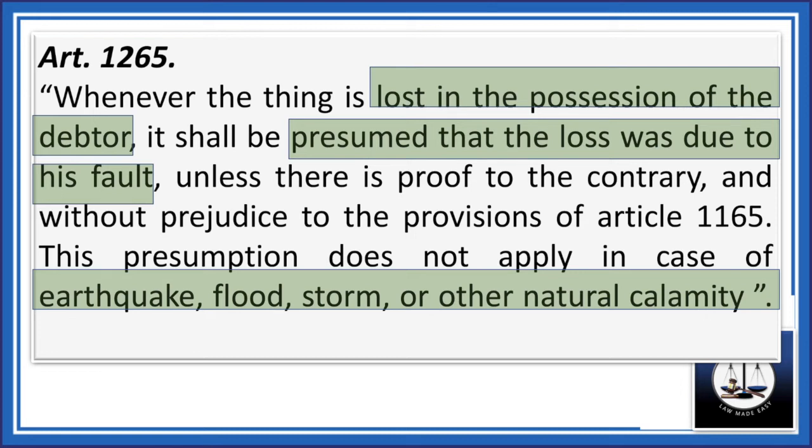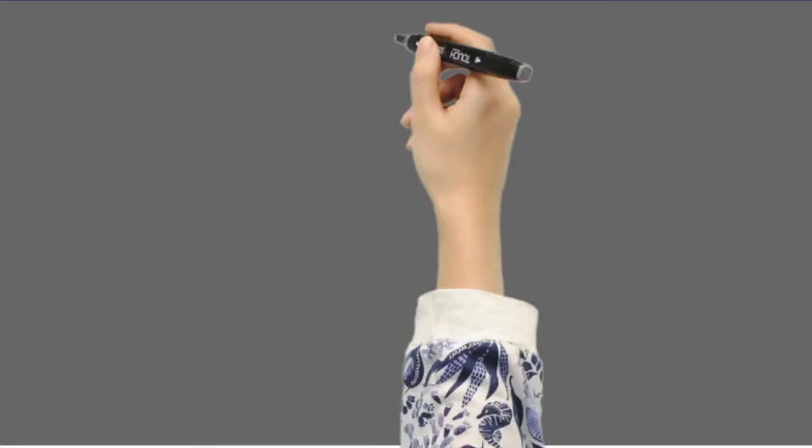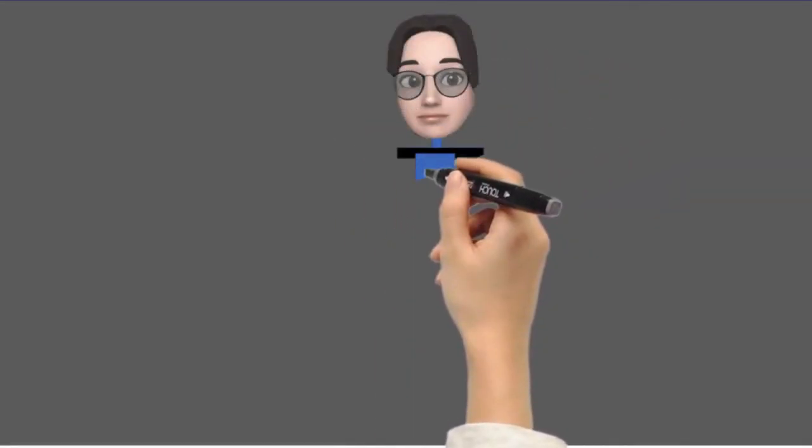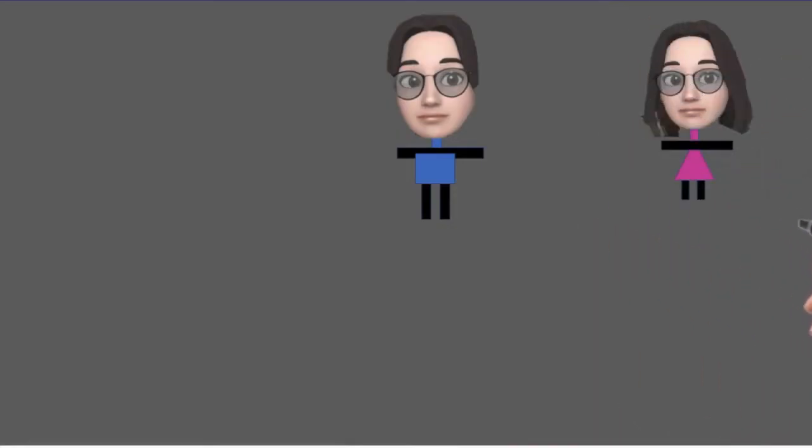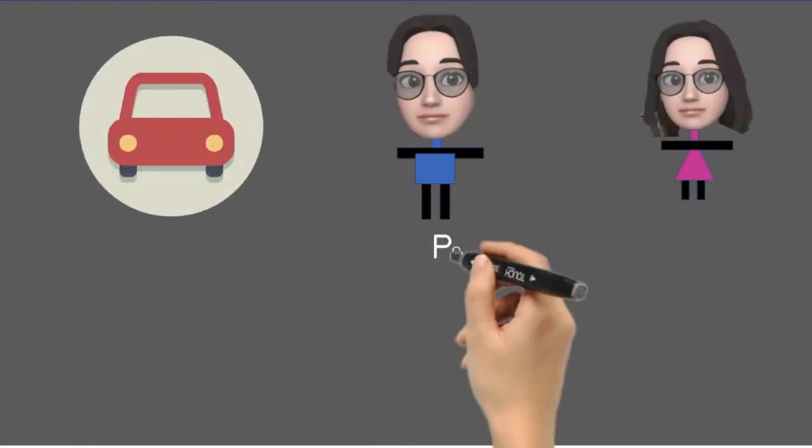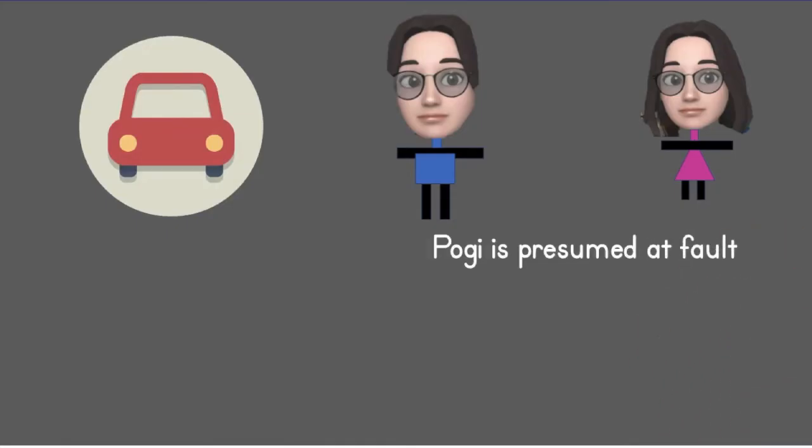This presumption does not apply in case of earthquake, flood, storm, or other natural calamity. So, example tayo. Pogi borrowed a car from Ganda. At habang nasa kay Pogi ang sasakyan, ito ay nawala. So, dito may presumption na nawala ang car ni Ganda at default of Pogi. Hindi niya pwedeng basta na lang sabihin na, Ganda, nawala ko ang car na hiniram ko sa'yo without my fault. And so, dahil without my fault nawala, na-extinguish na rin yung obligation ko.